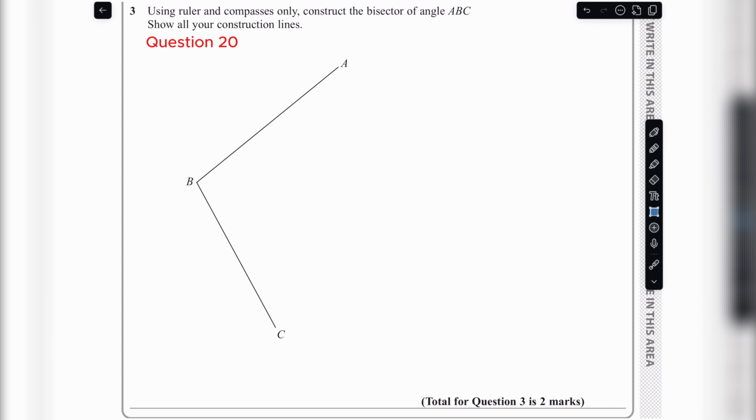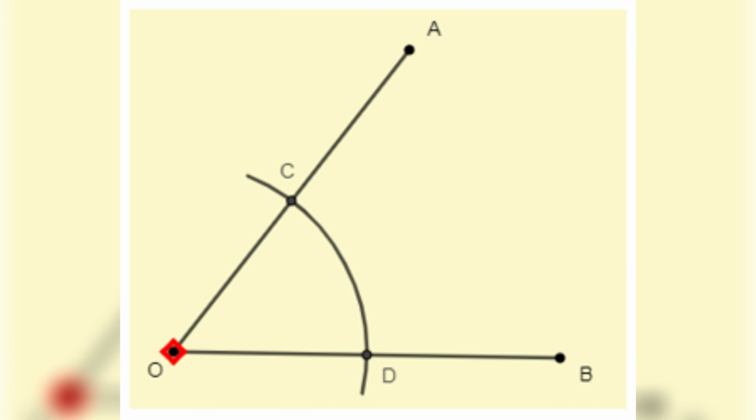In question 3, we are told that using ruler and compasses only, construct the bisector of angle ABC, showing all your construction lines. To construct the bisector of an angle using a compass and ruler only, you need to follow these 4 simple steps. So first, place the compass at the vertex of the angle and draw an arc that cuts both sides of the angle.